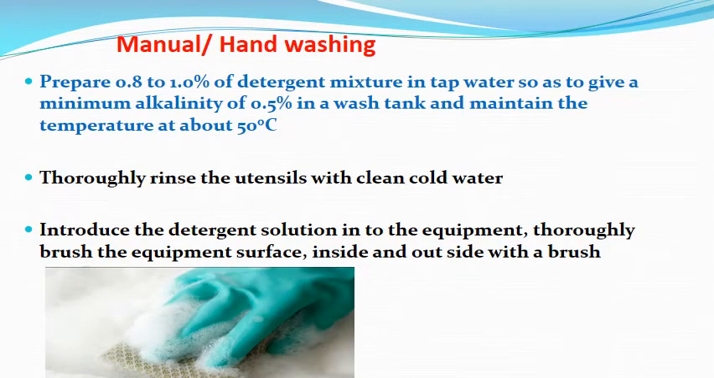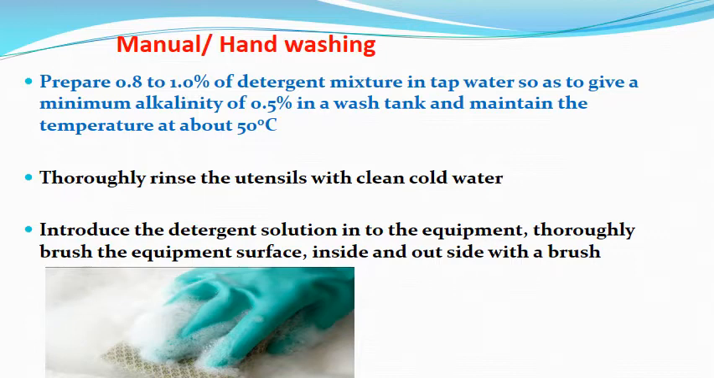Now we will discuss manual or hand washing. First, we should prepare a solution of alkaline detergent with about 0.8 to 1% detergent mixture in tap water, so as to give a minimum alkalinity of 0.5% in the wash tank, and maintain the temperature at about 50 degrees Celsius. Thoroughly rinse the utensils with clean cold water first. That is the first step.